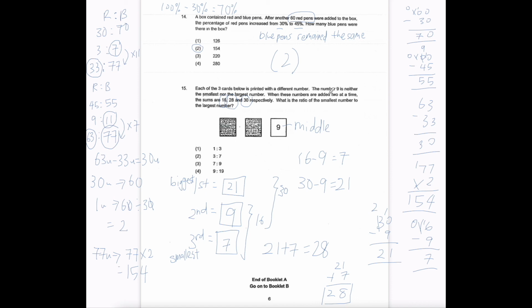We got our 3 numbers, but what is the ratio of the smallest to largest? Smallest is 7. Largest is 21. So we divide by 7 for both sides. We're going to get 1:3. Okay, so option will be 1. Very, very fun question. And definitely not something that is easy.